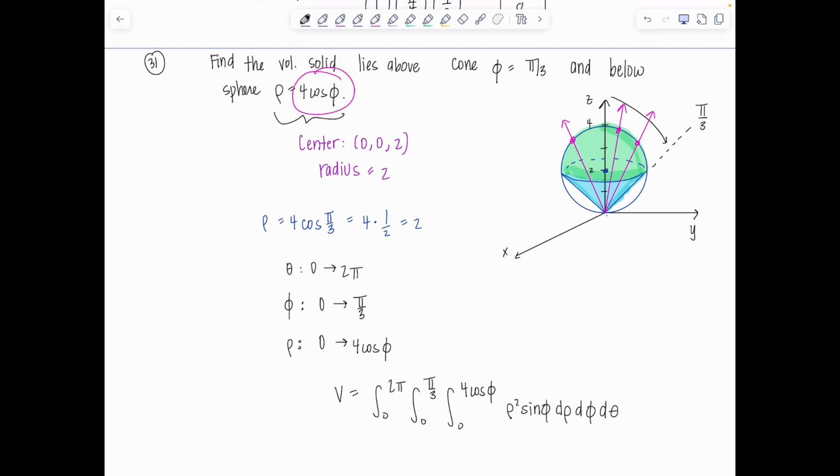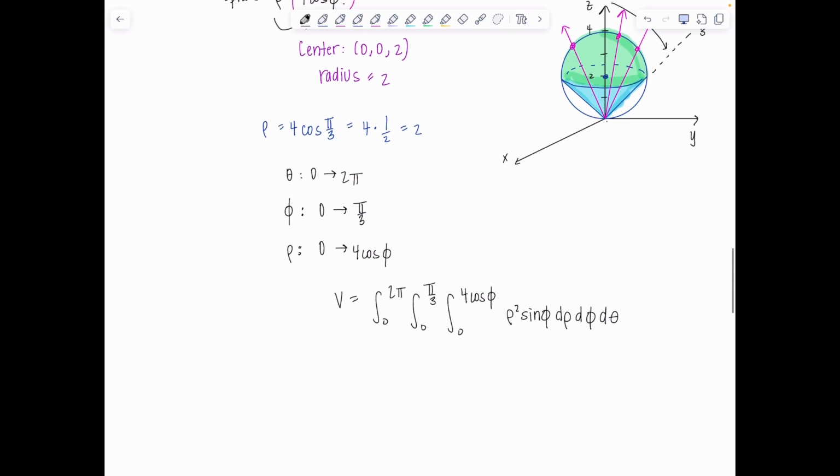Okay? Now let's try to make life as painless as possible. There are no thetas, right? Do you see a theta? Nowhere. So we can slap on a 2 pi on the outside, for sure. Okay, I already feel better. 0 to pi over 3. I can't split these up anymore, though. Why not? They're not all constants, right? This is a function of phi, so we have to leave it. And then 0 to 4 cosine phi, rho squared sine phi, d rho, d phi.